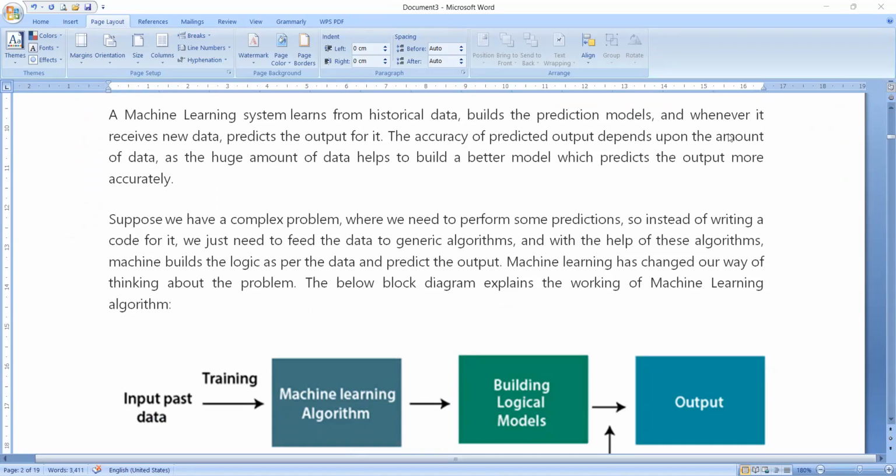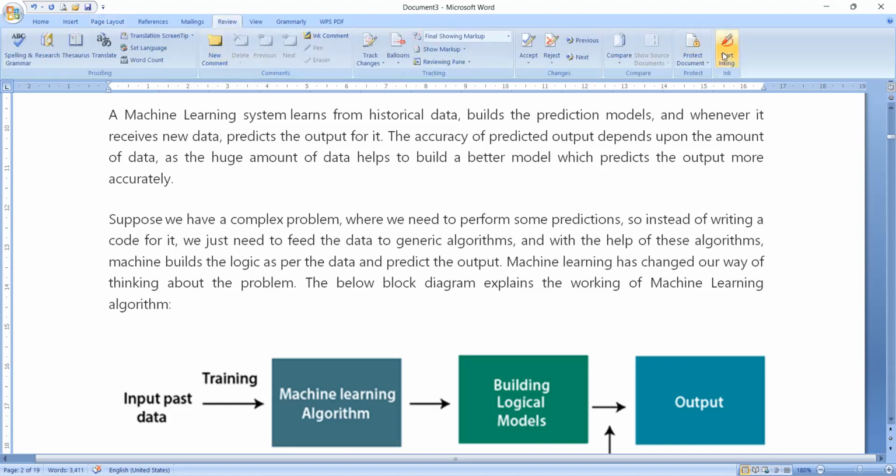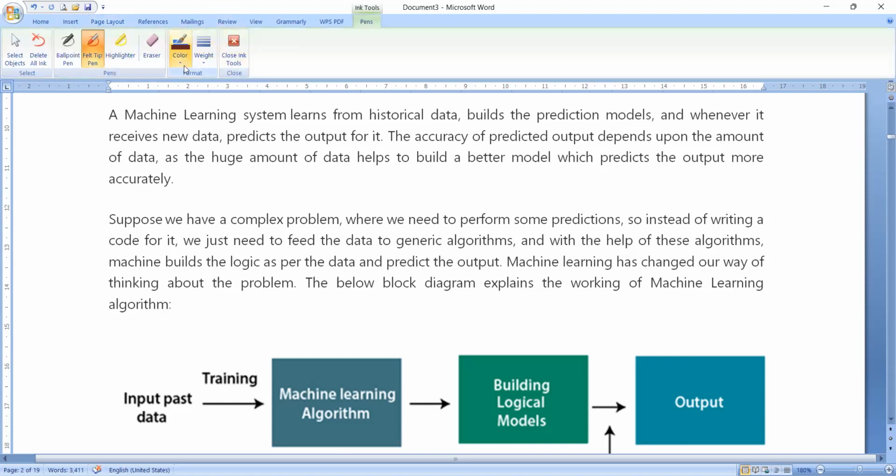Machine learning, how does machine learning work? Your machine learning system learns from historical data and builds a prediction model. Algorithms build a prediction model, or a mathematical model, to identify what the input data is. And next time, whenever it receives new data, it predicts the output for it.